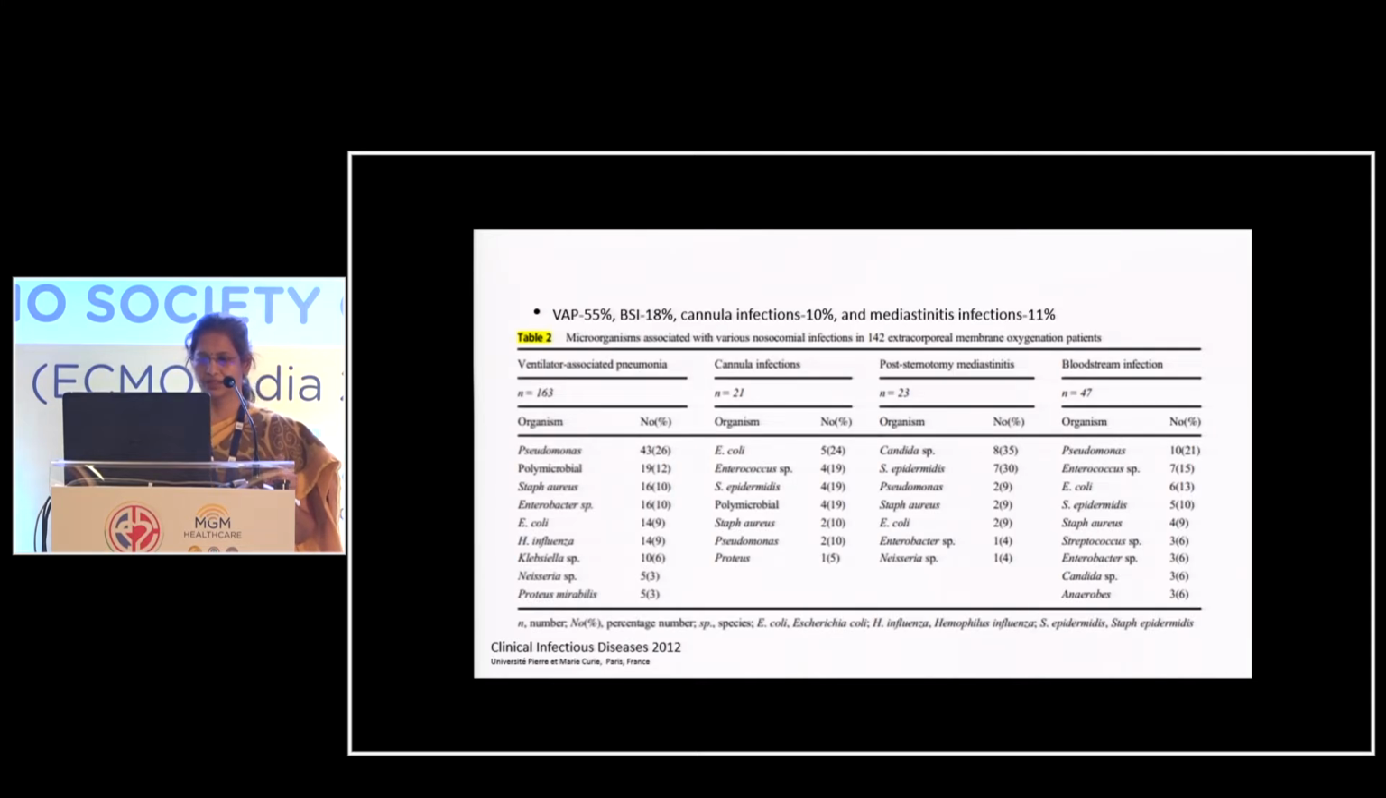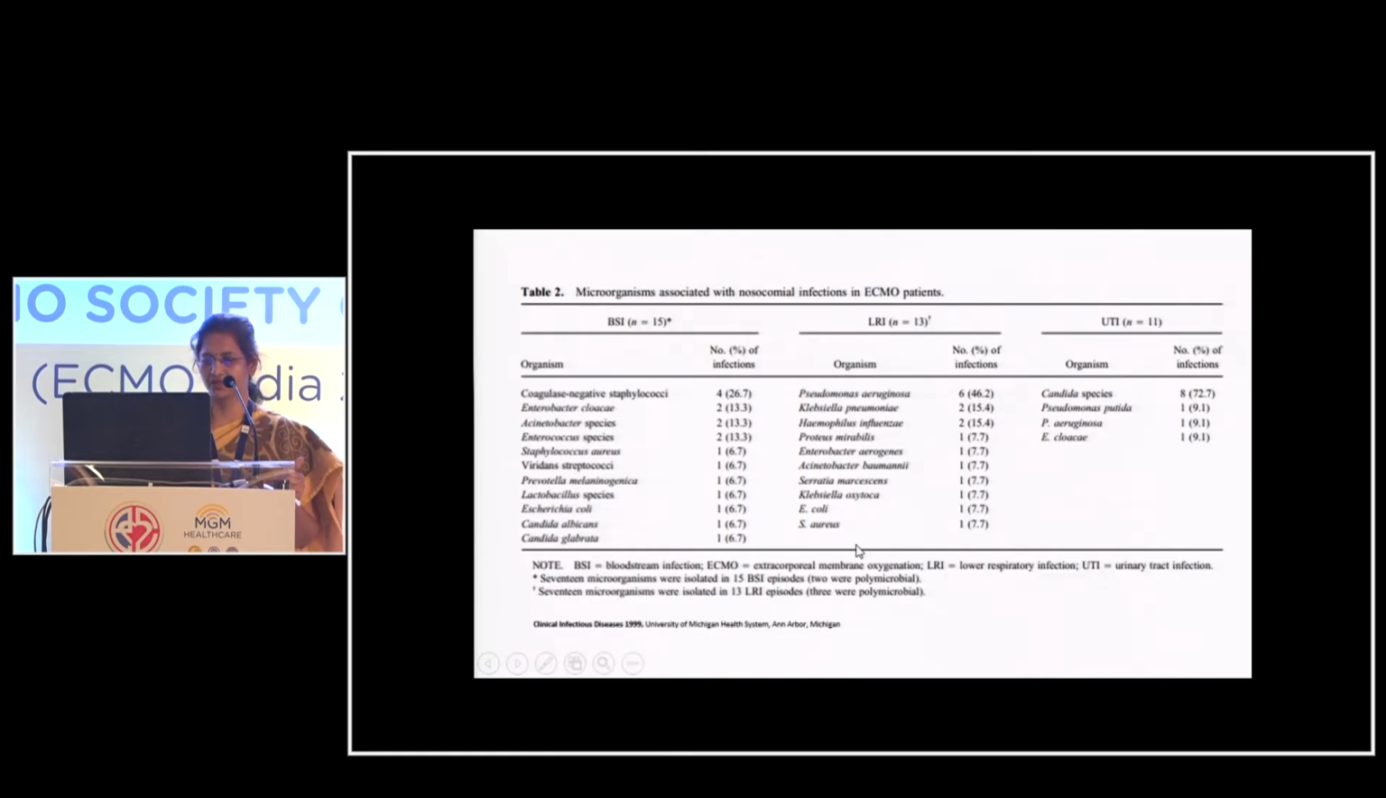So this is a table from France, where the source of infection was more commonly ventilator-associated pneumonia when compared to bloodstream infection and cannula infection. The most commonly seen microbe was Pseudomonas in both ventilator-associated pneumonia and bloodstream infection. In the bloodstream infection it's Candida, and in cannula infection it's E. coli.